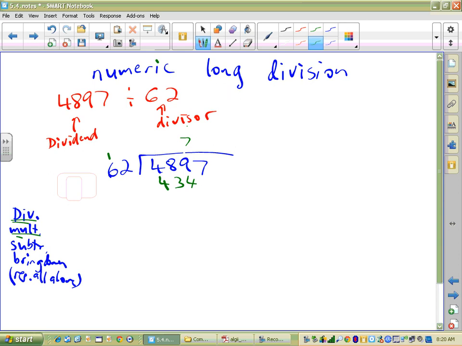So we divided. We multiplied. What do we do now? We subtract. Good. So we subtract, and when we do, 9 minus 4 is 5. 8 minus 3 is also 5. 4 minus 4 is 0. So we subtracted, and then the next thing is to bring down. We got to take that 7 because 62 doesn't go into 55. We bring down the 7. So we bring down, and then we repeat the whole thing again.